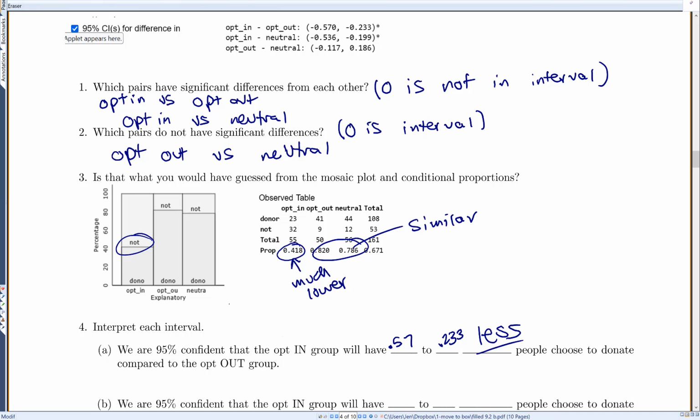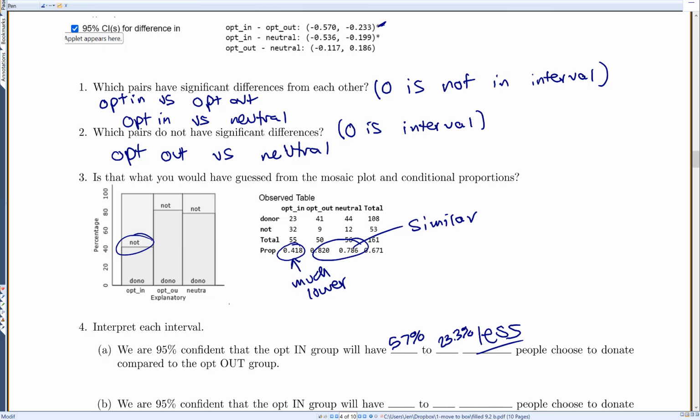And if I'm going to phrase it like that, maybe I want to change it to proportion, so a percent. So I could just say 57% to 23.3% less people choose to donate compared to the opt-out group. Okay, so opt-in versus opt-out was this first interval right there.